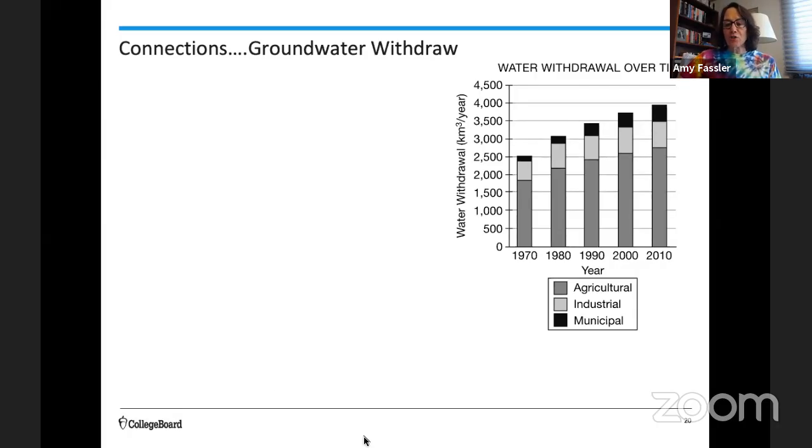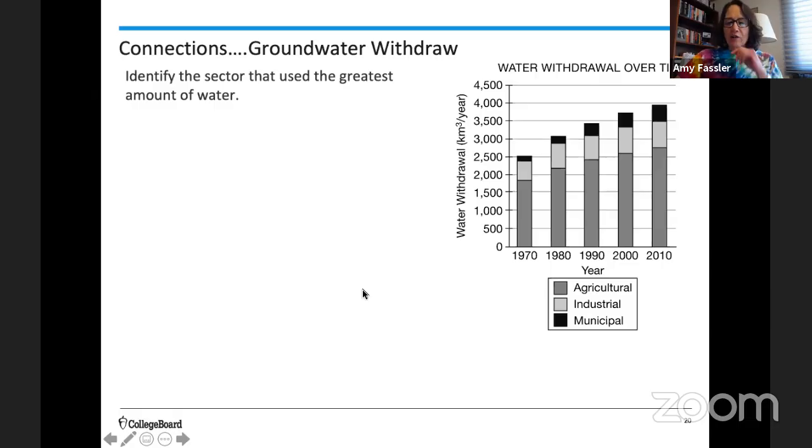This graph simply shows me, from the year 1970 to 2010, the amount of water withdrawal in cubic kilometers per year. It's a volume unit. And I can see that overall, we're withdrawing more water. Let's talk a little bit about some of the details on the graph, and then we'll look at groundwater itself.